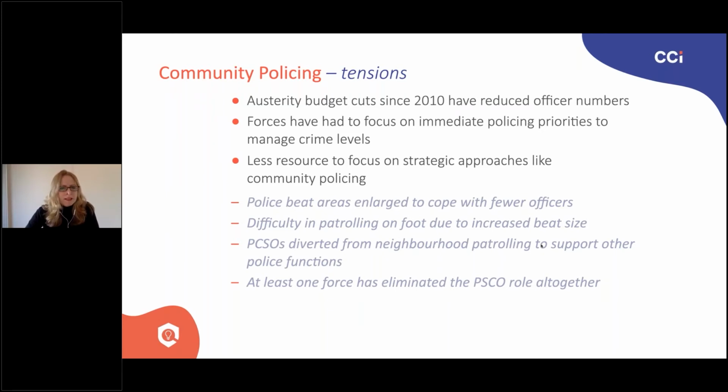What we've really seen is that police beat areas have been enlarged because there have been fewer officers to patrol, and they're also more likely to patrol bigger areas, probably in vehicles, so that they can actually respond to incidents as well. PCSOs are also being diverted from their neighbourhood patrolling to support other police functions. And we know of at least one police force that has actually eliminated the PCSO role altogether.